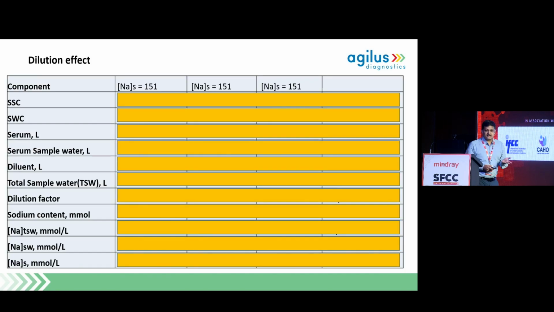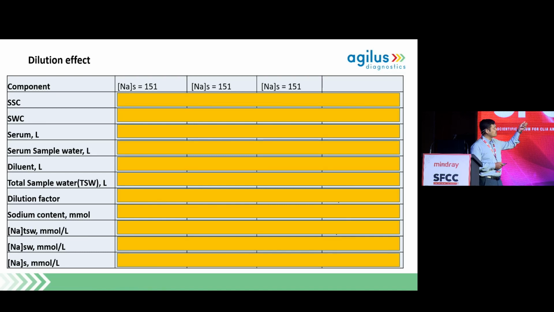To understand that, there are three factors which commonly affect it, and why it's generally seen only in indirect ISE, but not in direct ISE. There are three factors. Most important factor being dilution effect. To understand that, I will show a small calculation, how exactly the calculation happens behind the instrument, in the instrument. So this is a serum sodium of 140, what you see in a normal report.